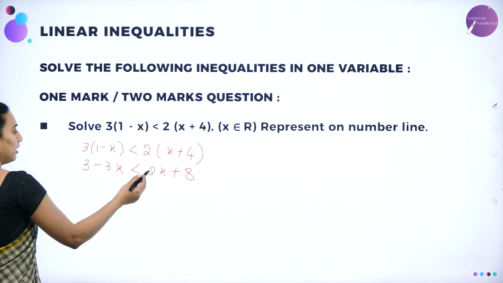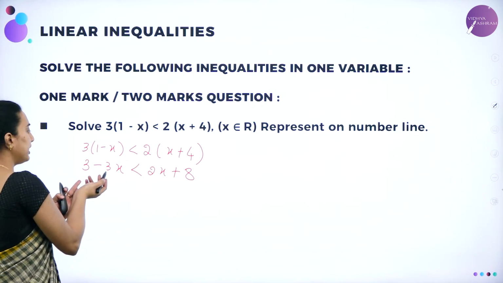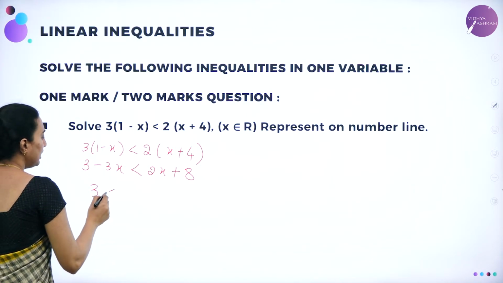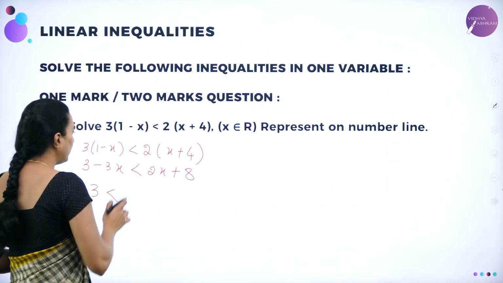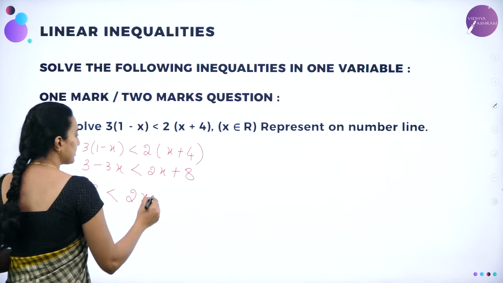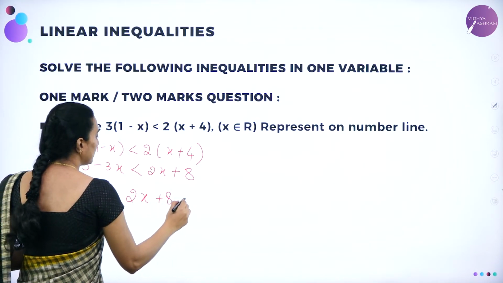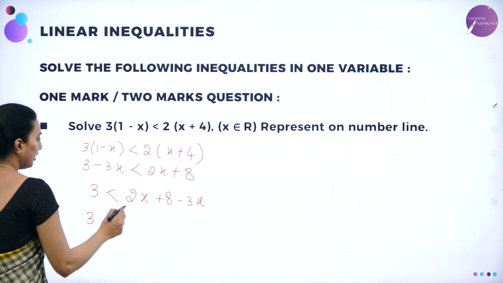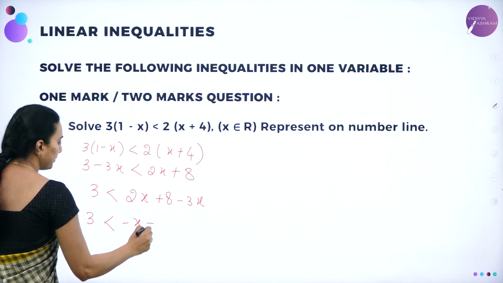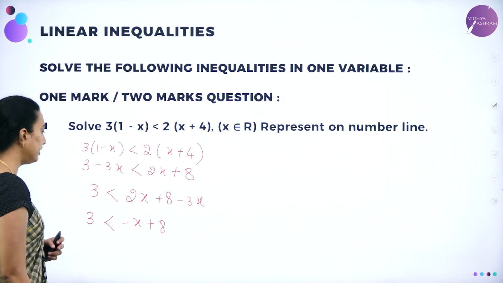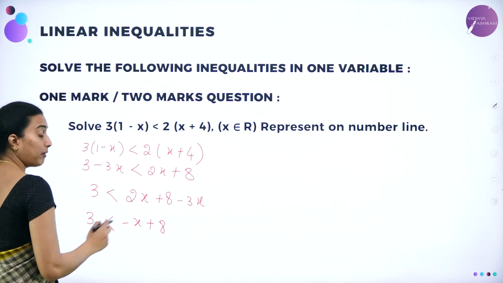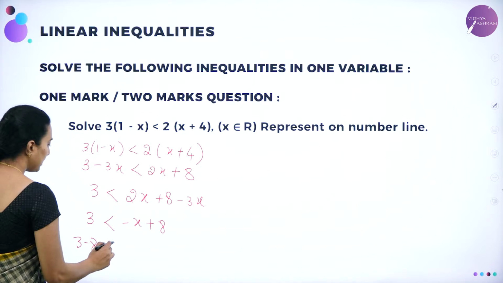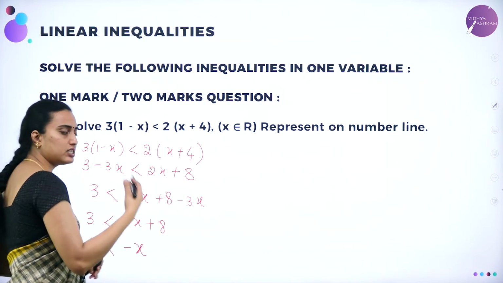Now I do not want minus 3x here. I am going to add plus 3x on both sides. If I add plus 3x, 3 is lesser than 2x plus 8 minus 3x, since minus 3x plus 3x will go. Now 3 is lesser than 2x minus 3x, which is minus x plus 8. Now I do not want 8 here, so I am going to add minus 8 on both sides because plus 8 is there. So 3 minus 8 is lesser than minus x plus 8 minus 8 will go.